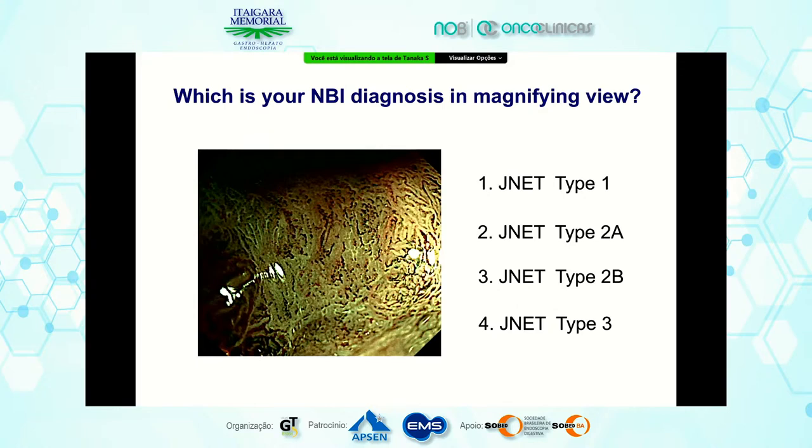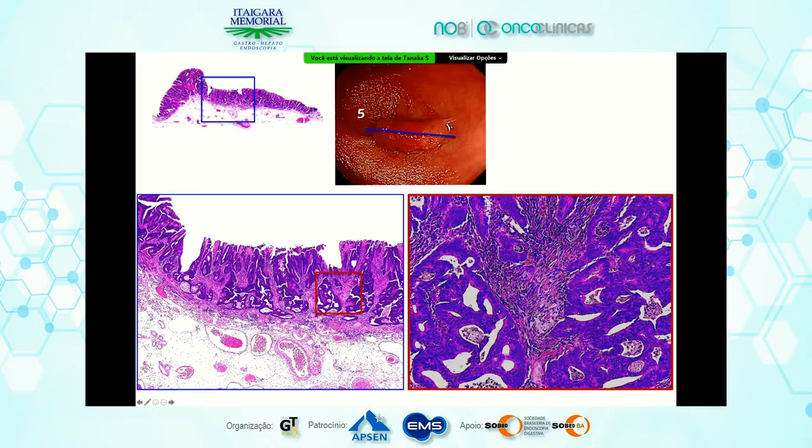Oh, great. This is typical JNet type 3: disrupted vessels, scattering vessels, and an amorphous surface pattern. Unfortunately, this is intramucosal carcinoma, but accompanied by moderate dysplasia. Sometimes, even for intramucosal carcinoma, a lesion shows desmoplasia and invasive growth. Anyway, this is typical JNet type 3.